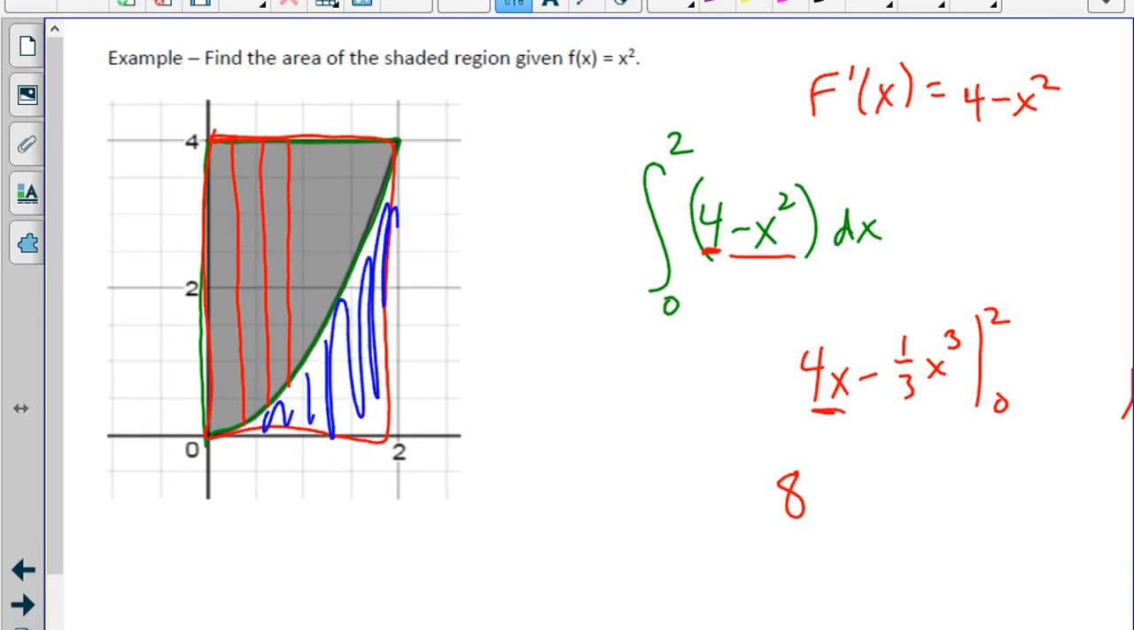So this is another way of doing this problem, and it might not be as easy geometrically to see, but it's the entire big rectangle, and then we're subtracting that blue part. So we have 8 minus 1/3 times 2 cubed, so 8/3, and then subtracting 0 minus 0. I end up with 8 minus 8/3 again, which is 16/3. So that's another way to do this problem.